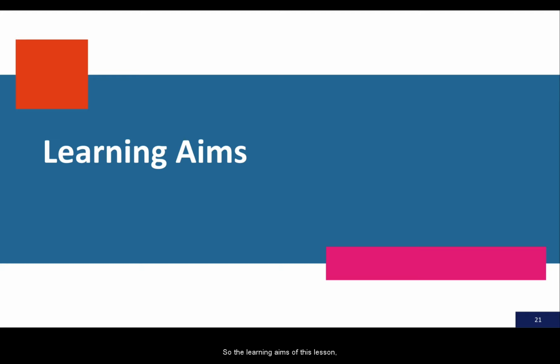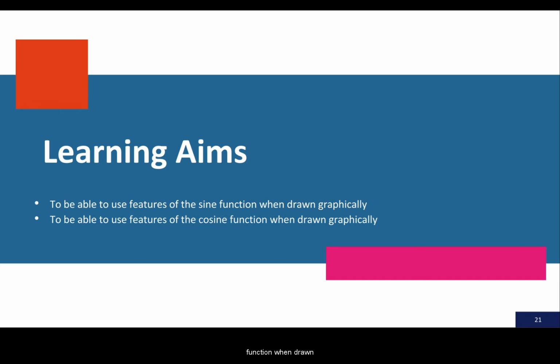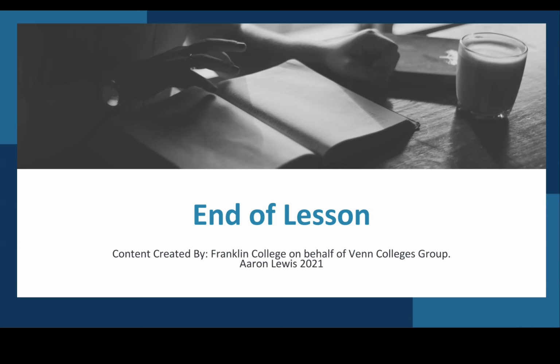So the learning aims of this lesson. The first one was to be able to use the features of the sine function when drawn graphically. The second aim was to be able to use features of the cosine function when drawn graphically. And the third learning aim was to use the features of the tangent function when drawn graphically. That is the end of the lesson, and thank you very much for watching.